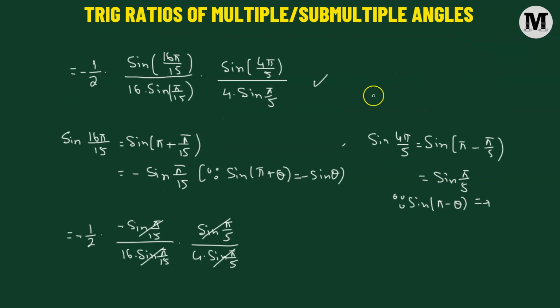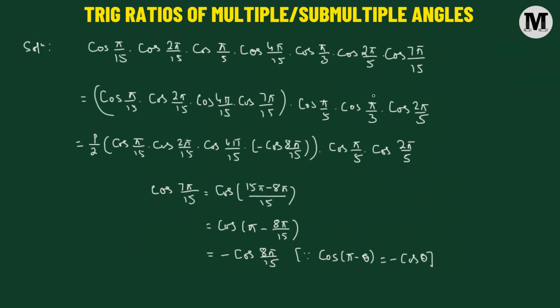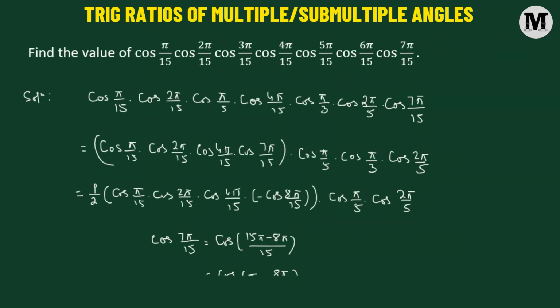So this is going to be the final value of the given trig expression. So the value of this entire trig expression amounts to 1 over 128.